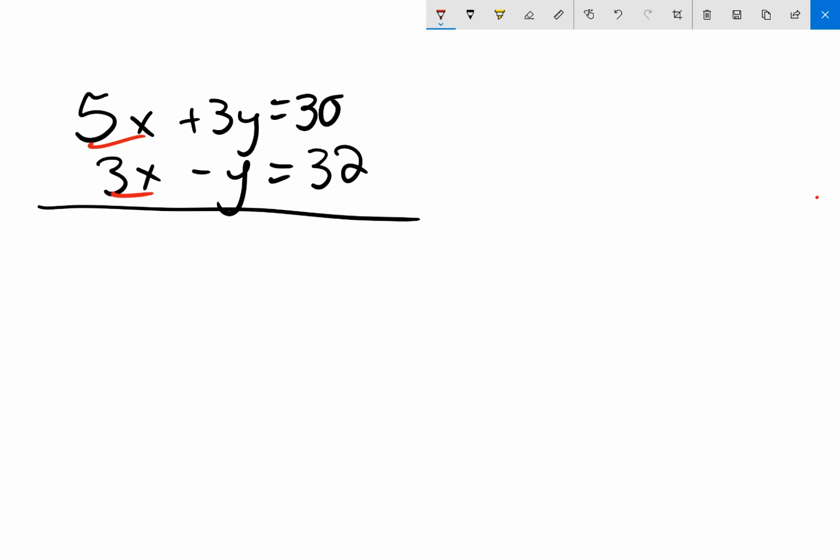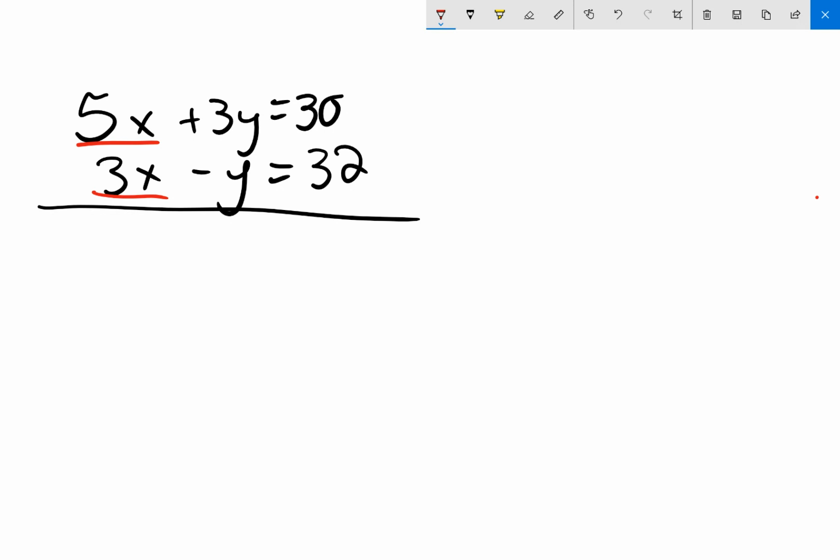Now, 3 and 5 can both be multiplied to make 15. So here's what I'm going to do. My goal is to make this 15x and this negative 15x. It doesn't really matter which one's negative, as long as one of them is, because I need a positive with a negative to cancel out.